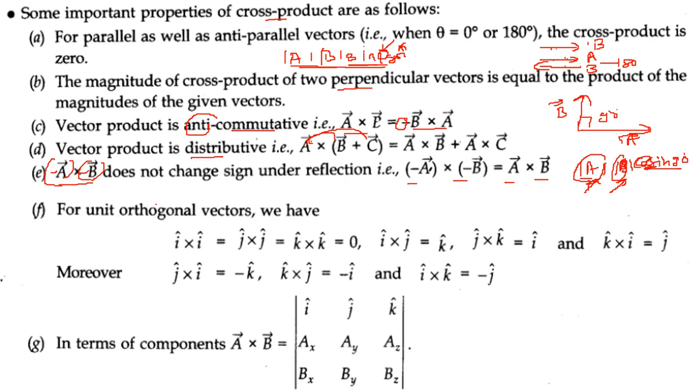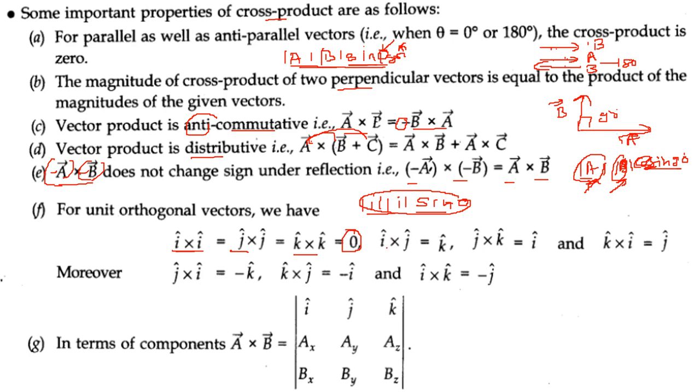For unit orthogonal vectors, say i cross i will be what? i magnitude, then i magnitude, then sine. Because they are both unit vectors along the x-axis, the angle between them will be 0. They are both the same. Sine 0 is 0. So whatever you do, the value will be 0. Either you take ii, jj or kk, the value will be 0.